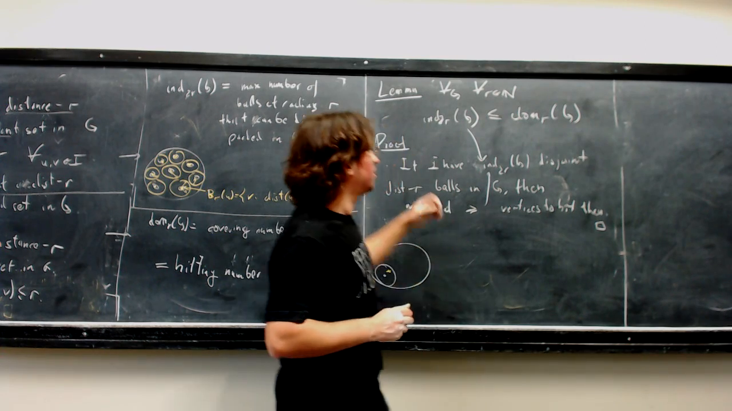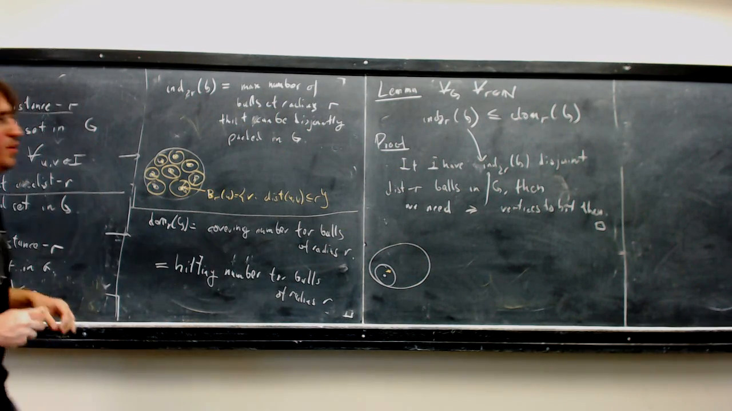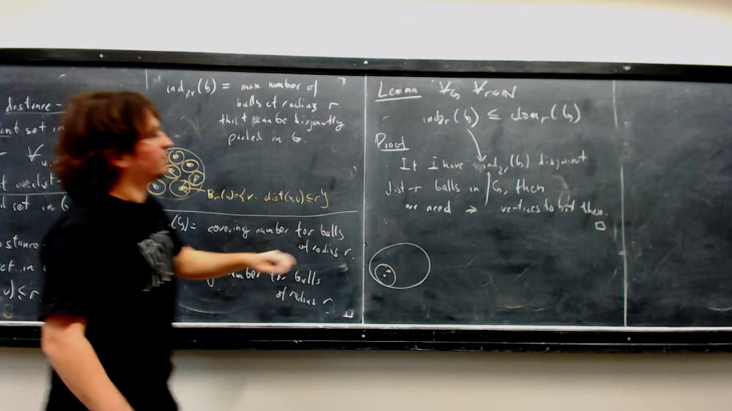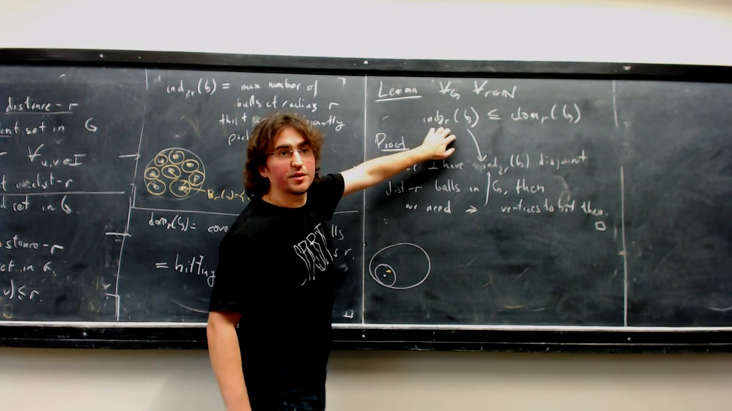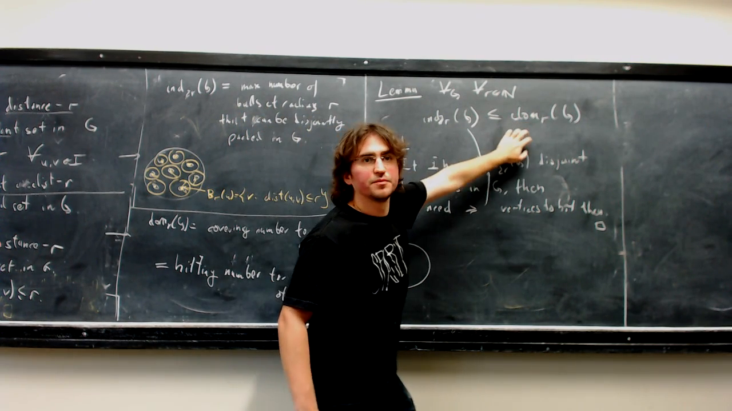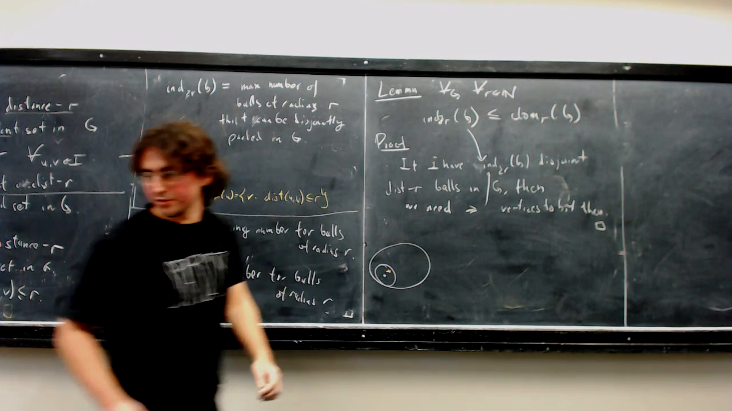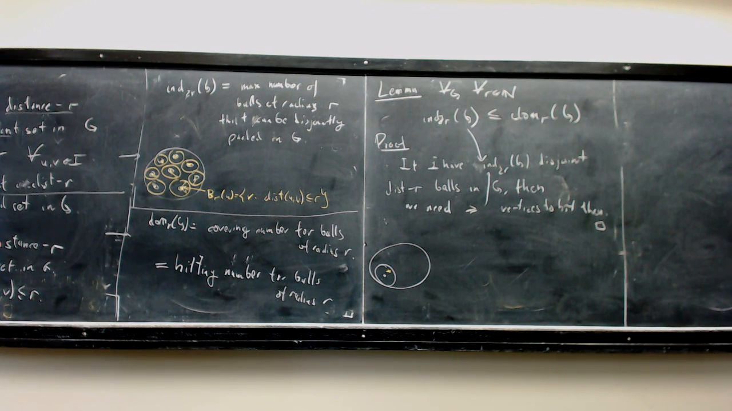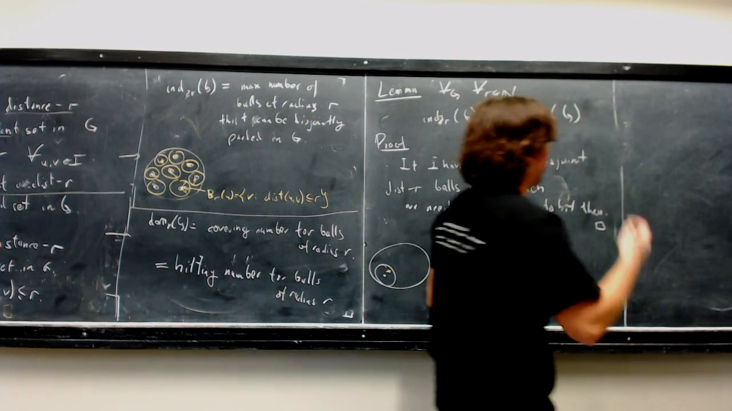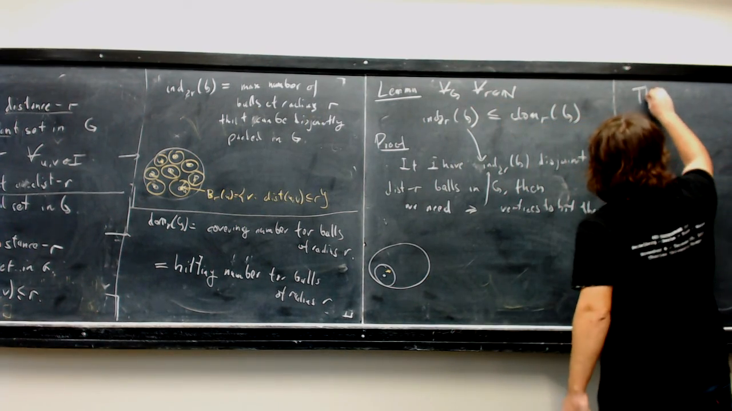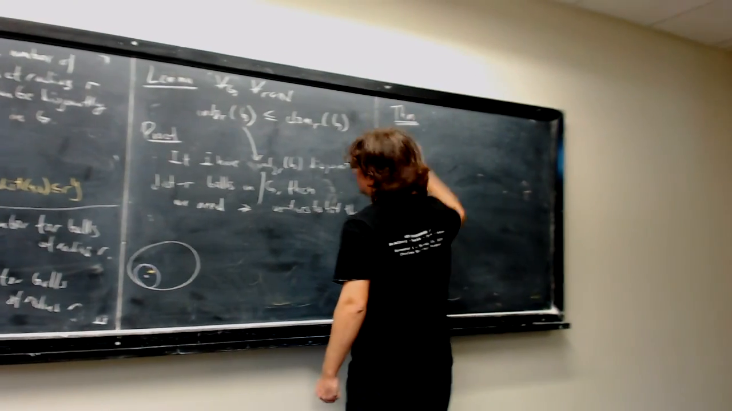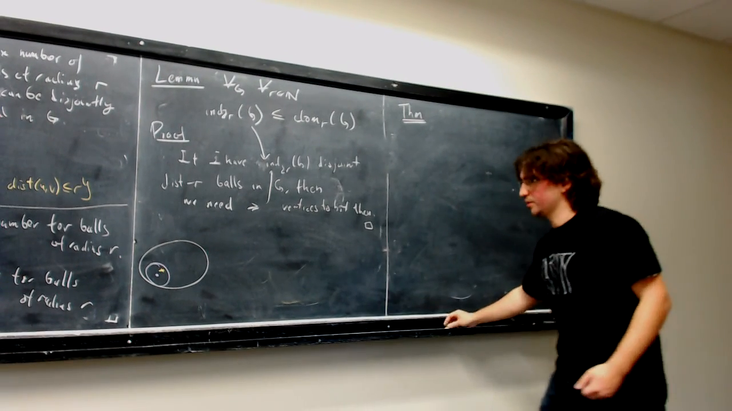So in general, no. During the tutorials, we'll see an example where this is constant and this is arbitrarily large. But it turns out that in sparse graphs, in particular in graph classes of bounded expansion, this is indeed true. And the theorem that we will prove during the next lecture is the following.